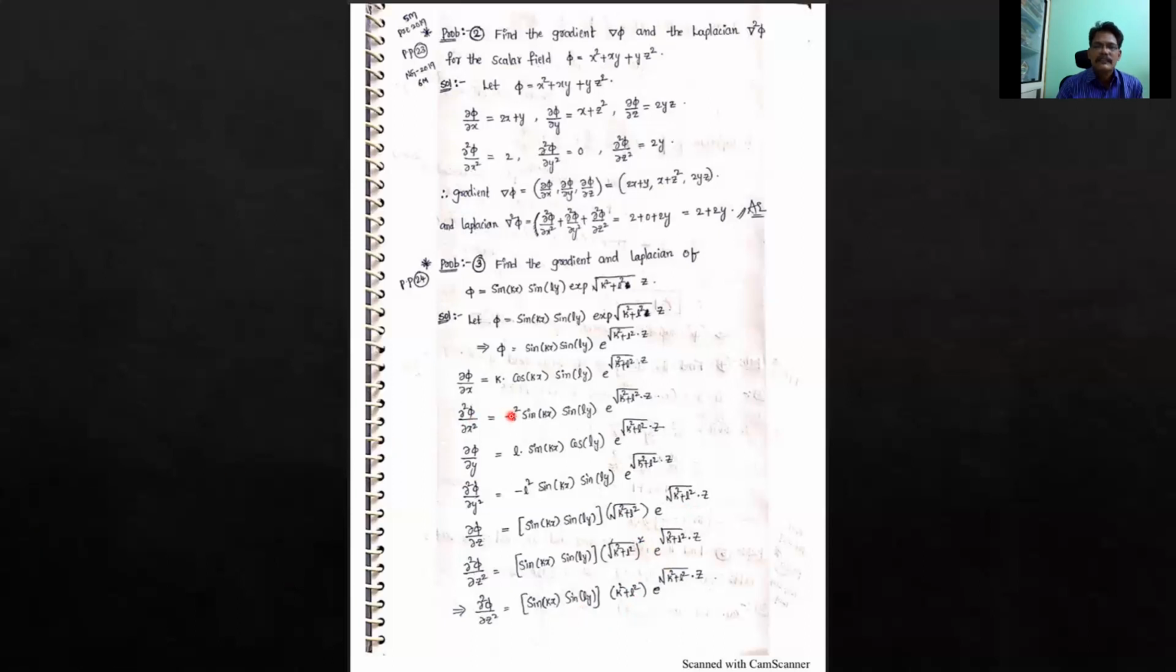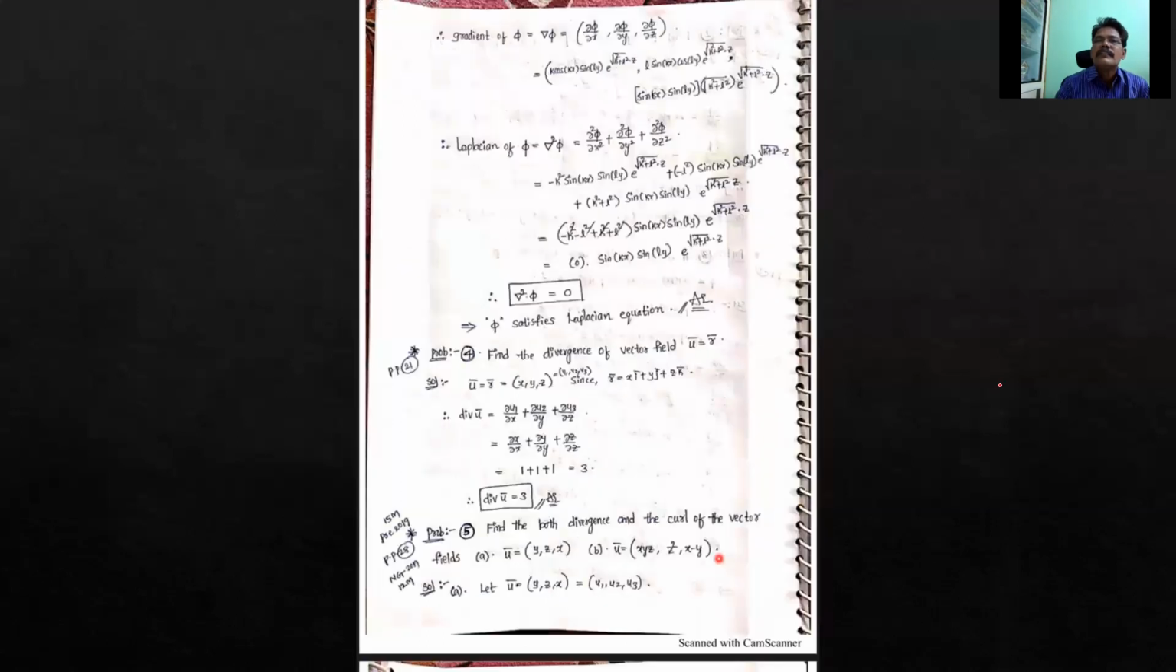So we can write here, you know that e power az, if you differentiate one time, we get a into e power az, that is root of k square plus l square into e power root of k square plus l square z. And again we differentiate, getting k square plus l square into e power root of k square plus l square z.